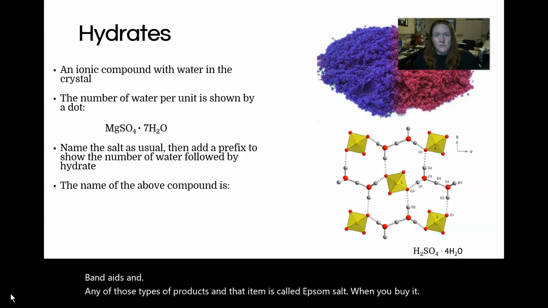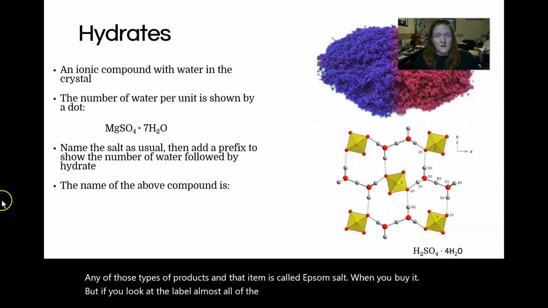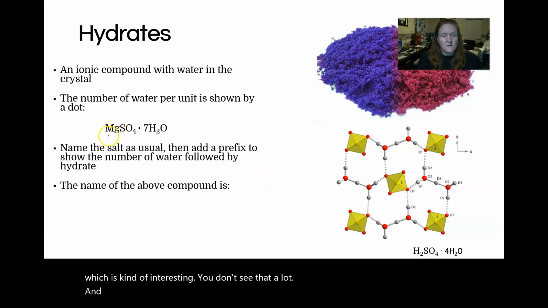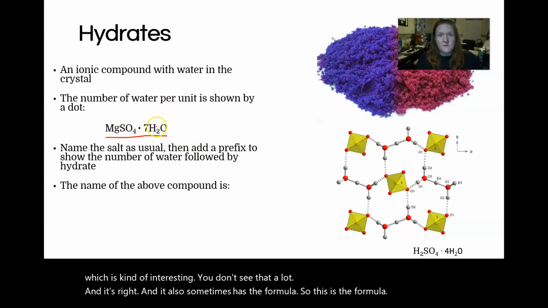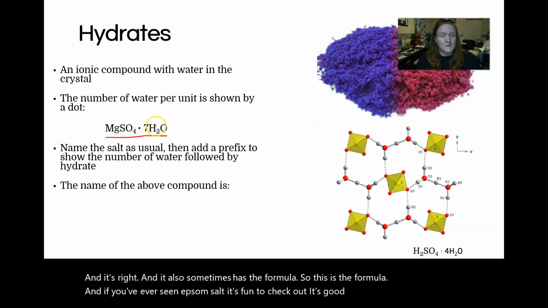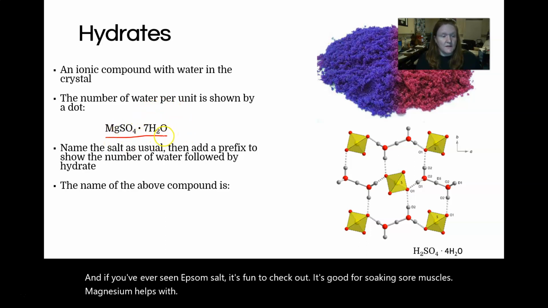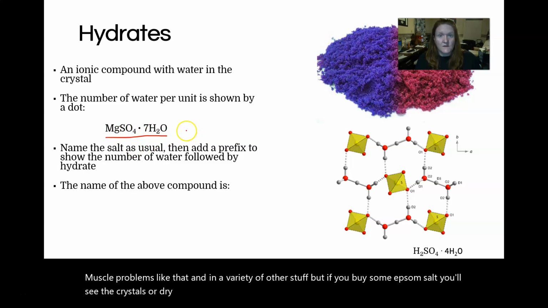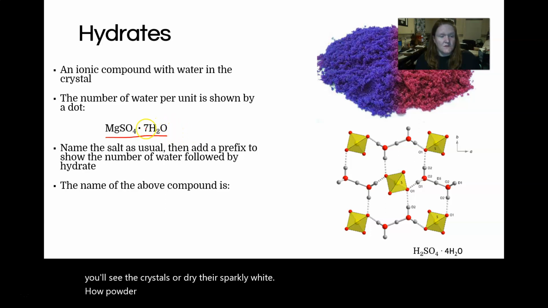But if you look at the label, almost all of the packages have the actual chemical name on it, which is kind of interesting. You don't see that a lot. And it also sometimes has the formula. So this is the formula. And if you've never seen Epsom salt, it's fun to check out. It's good for soaking sore muscles. Magnesium helps with muscle problems like that. And a variety of other stuff. But if you buy some Epsom salt, you'll see the crystals are dry. They're sparkly white powder, essentially. And even though there's 7 waters stuck to every magnesium sulfate, it's still a dry powder. Okay?